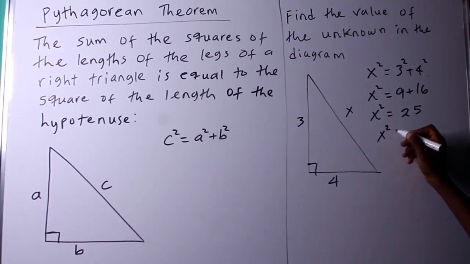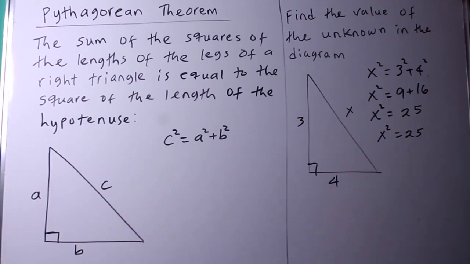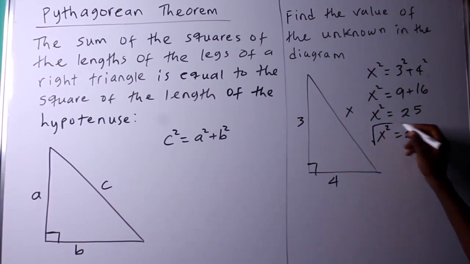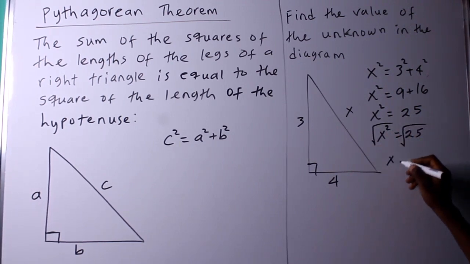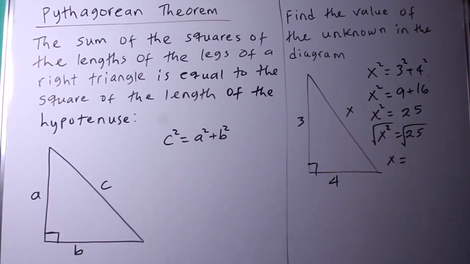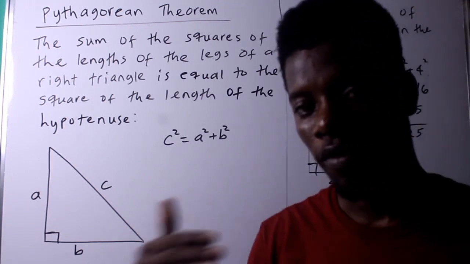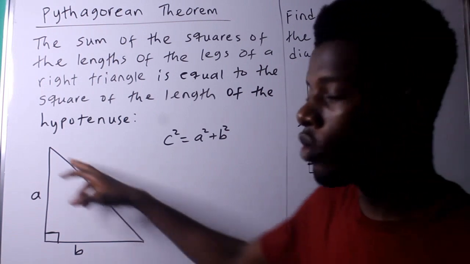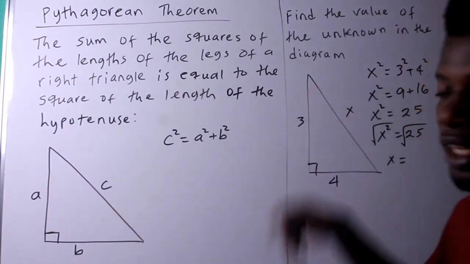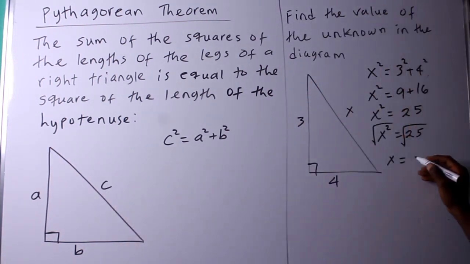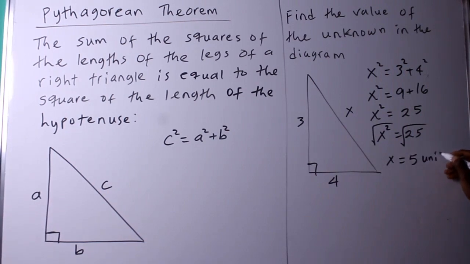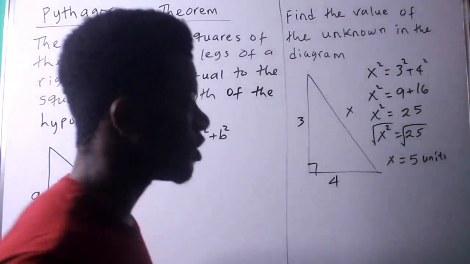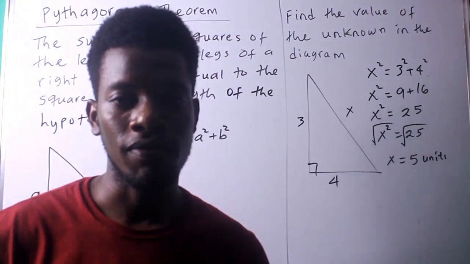And then if you have x squared equal to 25, to solve for x, you have to take the square root on both sides of the equation. So we take the square root on this side, and the square root on this side, and we have x is equal to, now the square root of 25 is plus or minus 5. But we are not going to use plus or minus here because we are dealing with distance, and distances cannot be negative. So we are going to have x is equal to 5 units. So this length is 3 units, this length is 4 units, and this hypotenuse is 5 units.